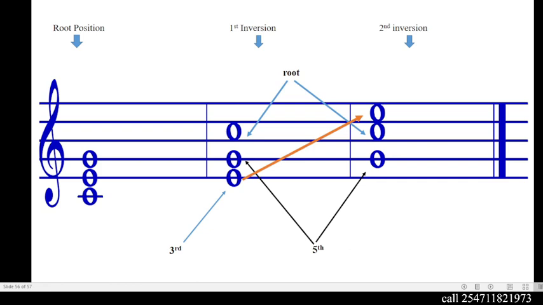Now an example of a triad in second inversion. Here is an example of a triad in root position. In first inversion, the root will move an octave higher here. Then the third becomes the bass note, then the fifth, then the root. In second inversion, you invert the first inversion by taking the third and moving it an octave higher. Now the lowest note becomes the fifth, then the root, then the third.